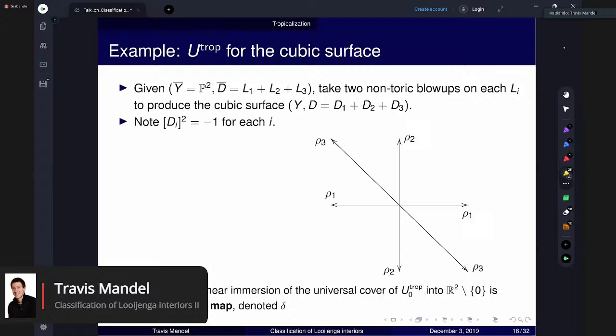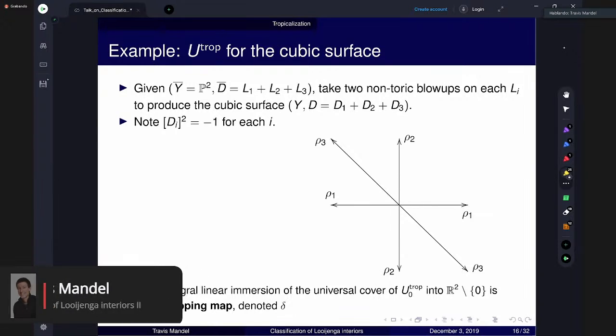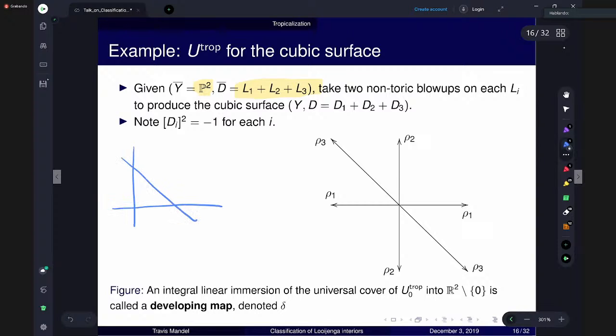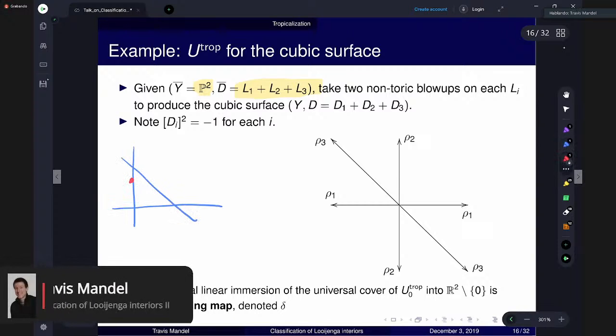So let's look at an example of this. Let's consider we take P2 with 3 lines, so the toric P2. And let's do two non-toric blowups on each of the boundary divisors. So here's my P2. I'm doing two non-toric blowups on each of these.